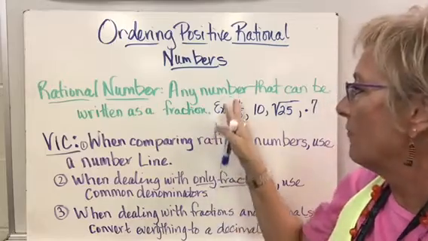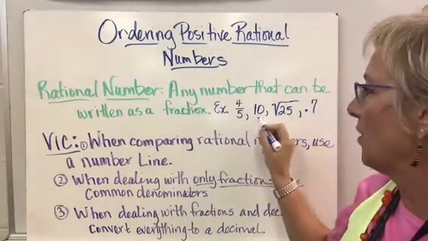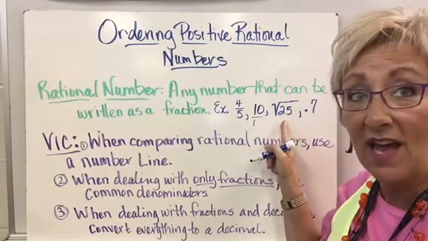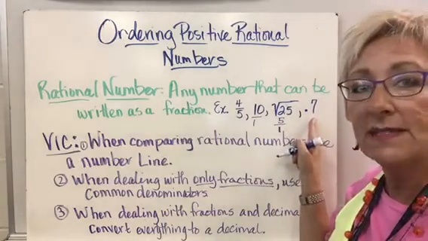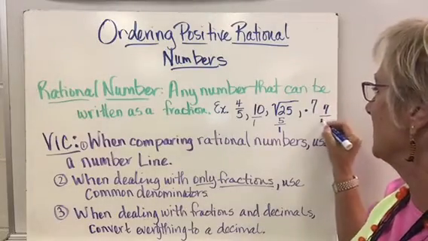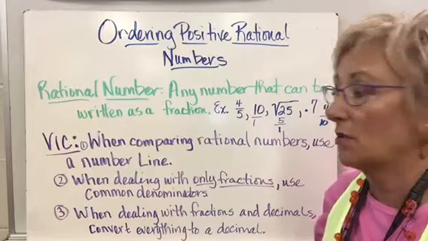For example, 4/5 is a fraction. 10 can be written as a fraction by putting it over 1. We know that the square root of 25 is 5, and 5 can be written over 1. And the decimal 0.7 can be written as 7/10. So these can all be written as fractions, and therefore they're rational numbers.